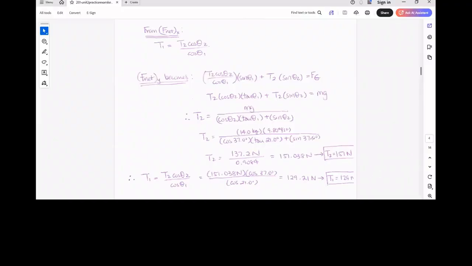So I can plug in these values. I will have nothing that has a unit in the denominator. All my units are going to be in the numerator, and they're exactly what we would expect. Mass units times acceleration units, which will get us to force units. And we find that T2 is 151 newtons when we apply the appropriate number of sig figs.